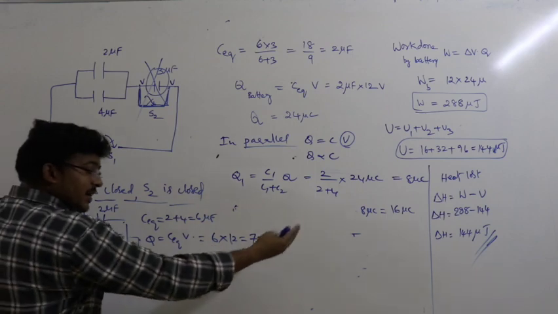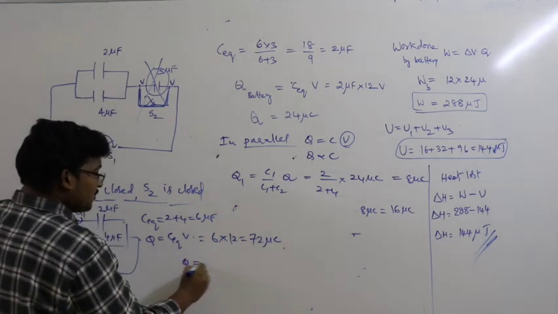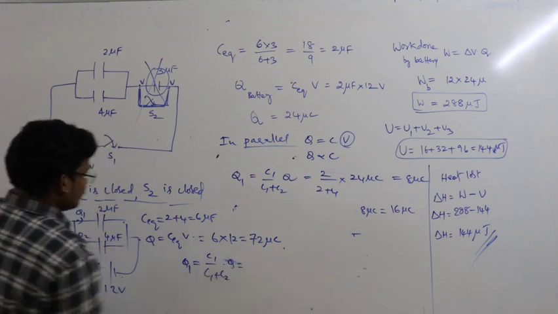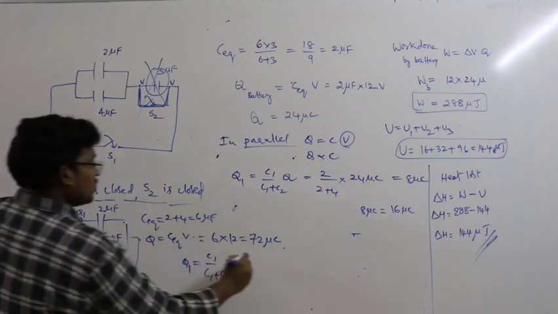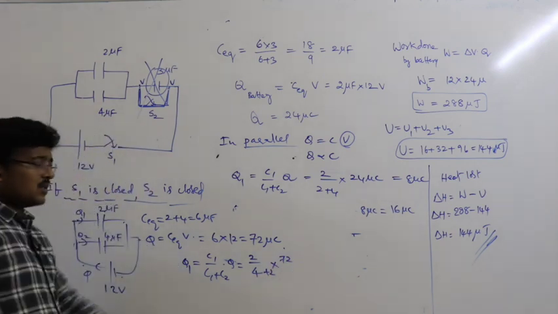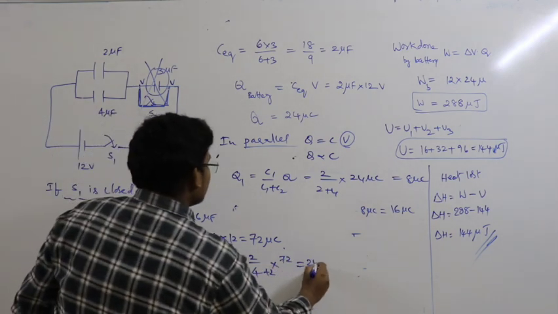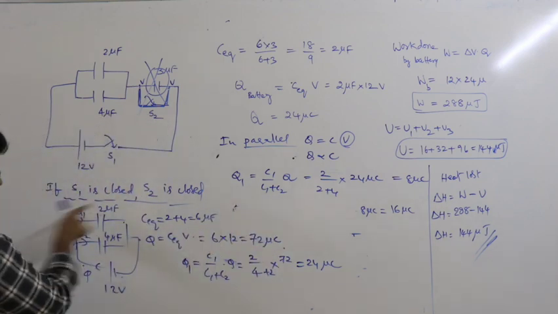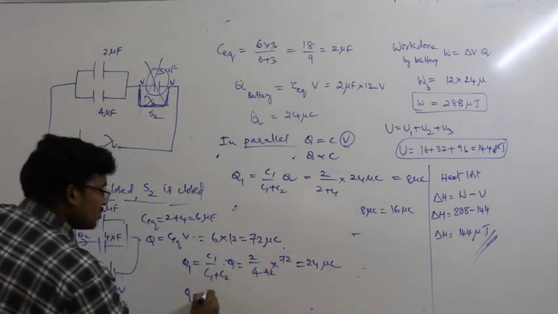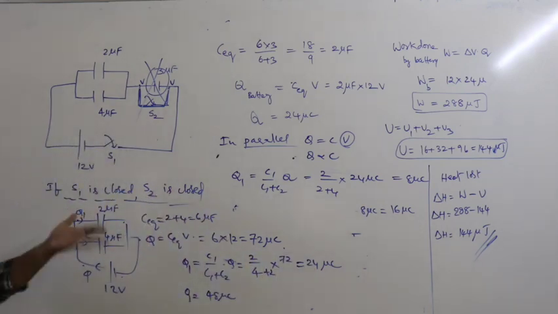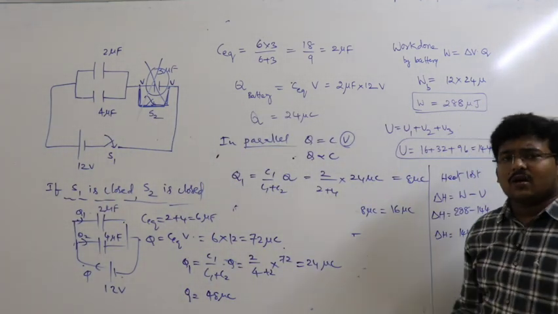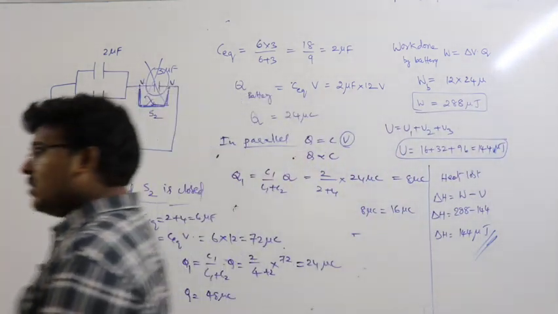So 72 can be divided into 3 parts, or otherwise use the formula Q1 is equal to C1 by (C1 plus C2) into Q. This is the charge passing through the first one: 2 by (4 plus 2) into 72, which is 24 microcoulombs. So 24 passes through the first one, and for Q2, total is 72, subtract 24, so 48 microcoulombs. You got the charges. Do the procedure of finding the internal energies and work done, so that you have an idea.